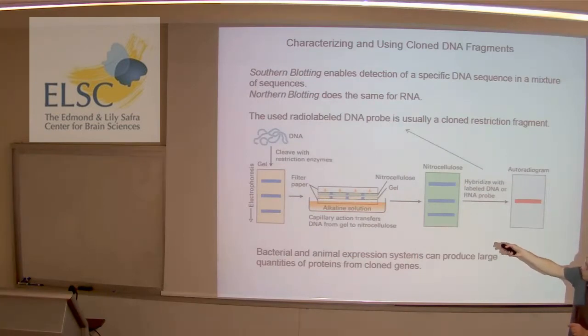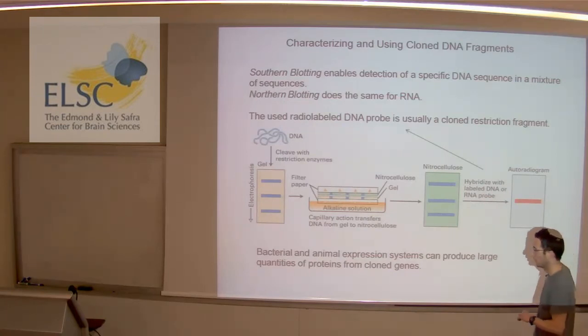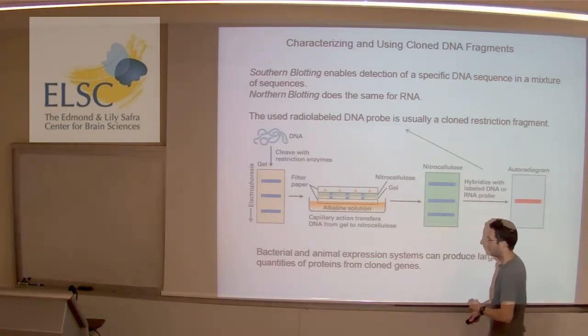And the Northern blotting is the RNA version of the same assay actually, really following the same protocol. It's just a word game. We say word game in English, game of words, on the name of the inventor of Southern blotting. So that's Southern and Northern blotting. And in each one you use the radio-labeled clone DNA fragment.